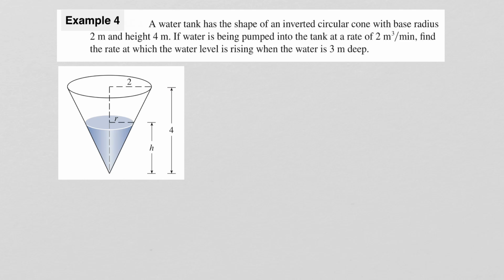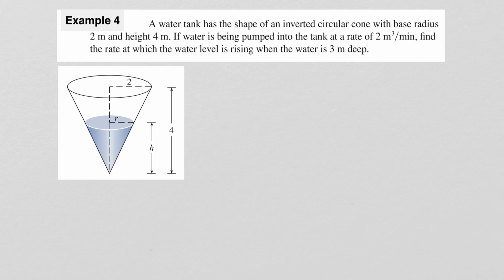In the next example, we have an inverted circular cone water tank with base radius 2 meters and a height of 4 meters. Water is being pumped into the tank at a rate of 2 cubic meters per minute. Find the rate at which the water level is rising when the water is 3 meters deep.